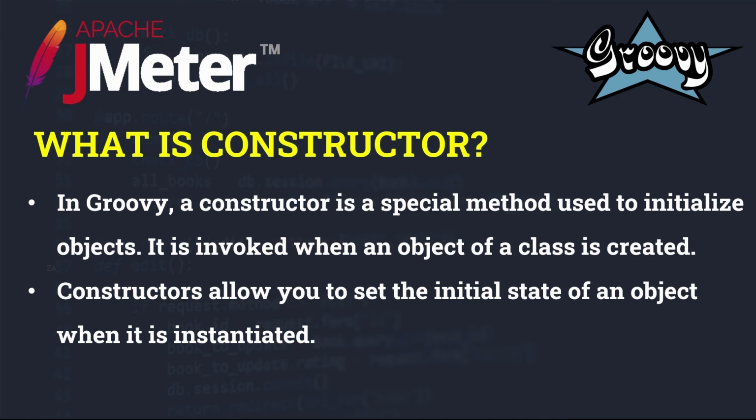One is a default one, and the other one is a parameterized constructor. Now let's go to JMeter and see what is the difference between not using a constructor and having a constructor. In our previous example, we wrote a class and created an object, but we didn't use the constructor. First I will show you that one, and then we will write another code where we actually write our constructor. So now let's go to JMeter.